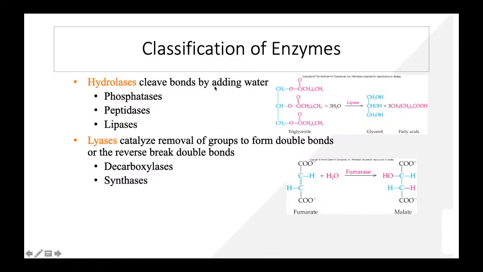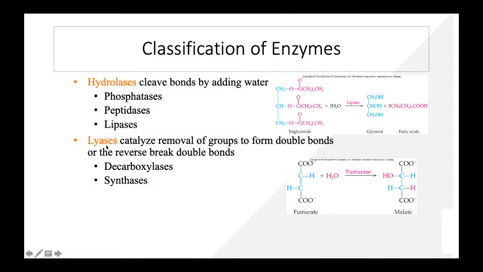Then hydrolases, which cleave bonds by adding water, like phosphatases, peptidases, and lipases. So you have a triglyceride here, CH2, CH, CH2, with three ester bonds, plus 3 H2O. And in the presence of lipase, it will make glycerol and fatty acids.